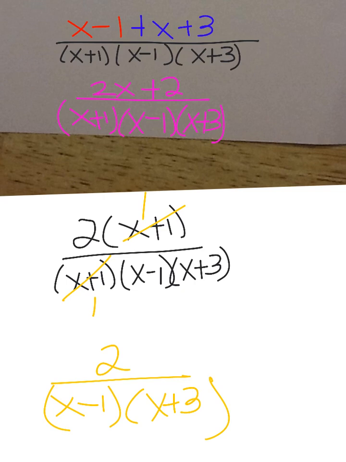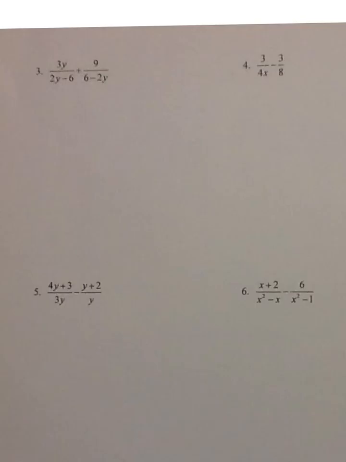Okay, so let's flip it over and take a look at what's on the back. Let's take a look at number 3. I have 3y over 2y minus 6 plus 9 over 6 minus 2y. Now, take a look at the denominators. What do you notice about the denominators? Hopefully you notice that the denominators are opposites. I have a 2y minus 6 and a positive 6 minus 2y.